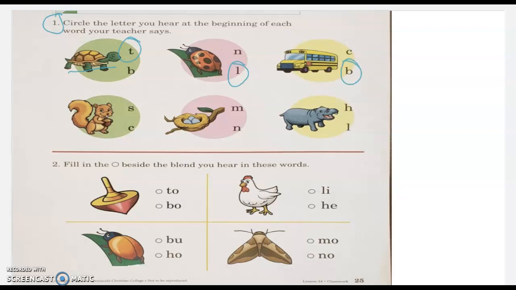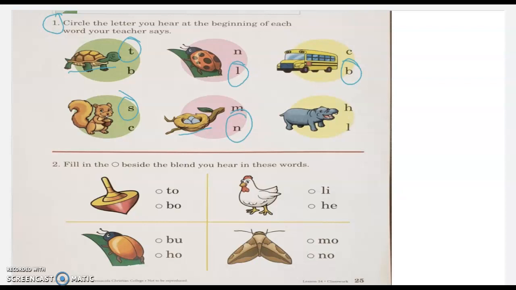Good. All right. This is a picture of a squirrel. Squirrel. Which letter says s? Good. This is a picture of a nest. Nest. Which letter says n for nest?